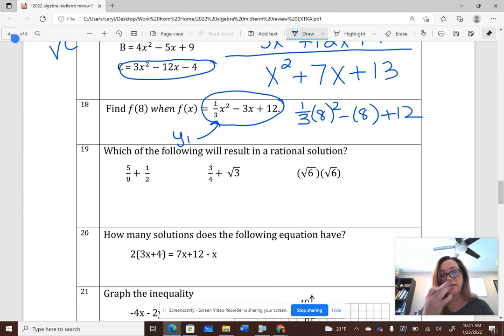And you just type it in. Do make sure you use parentheses, especially if you have negative numbers. And you should get 9 1/3. It might come out looking different, but it would be equal to 9 1/3.